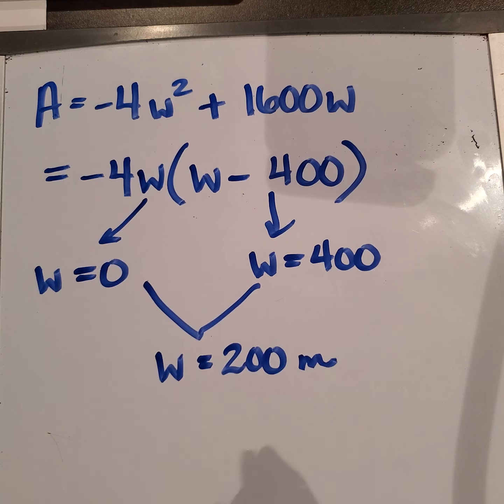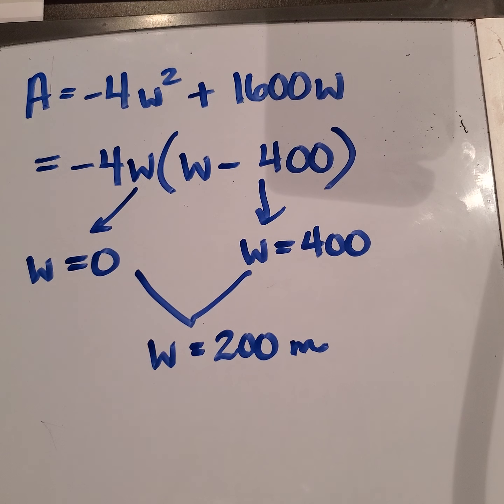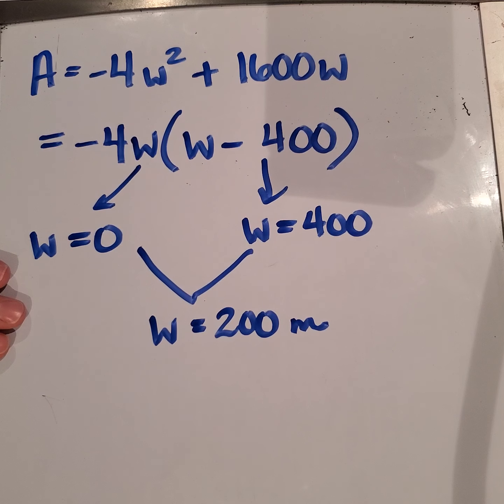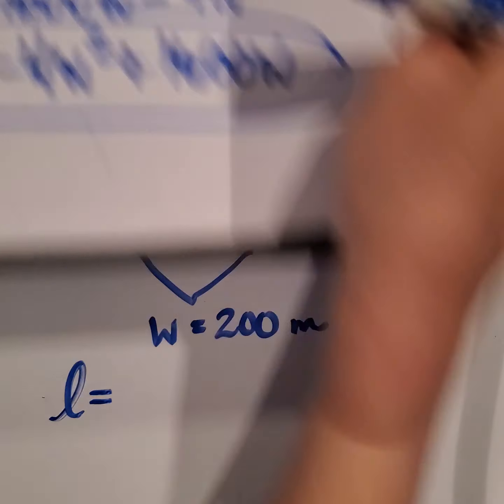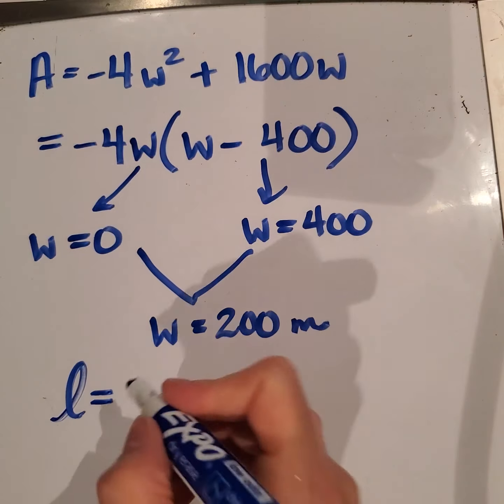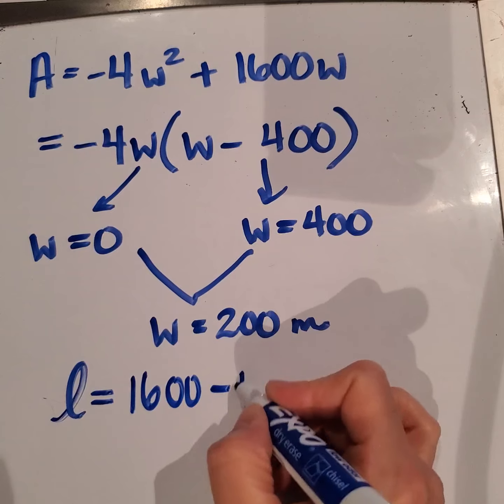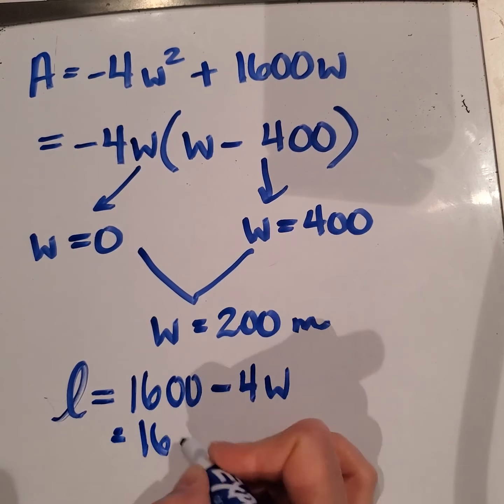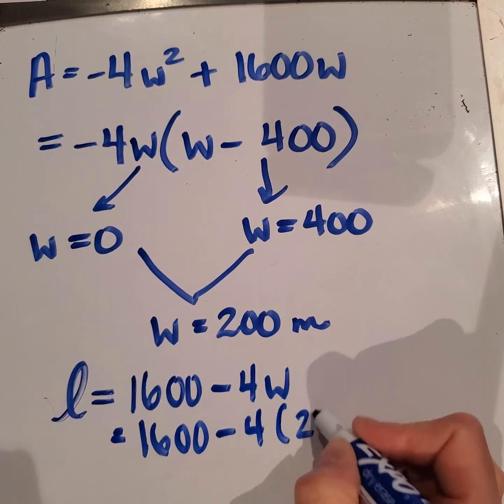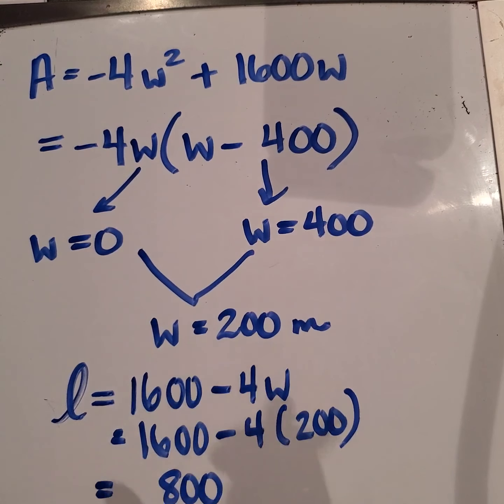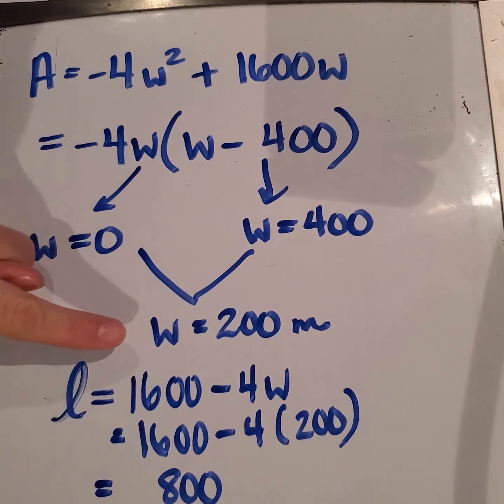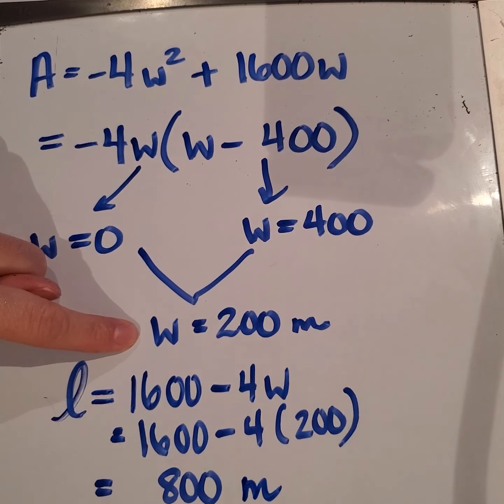Sometimes the question will ask for the dimensions. If the width is 200, we can go back to the formula we had earlier when we isolated L, and we can solve for the length. The length ends up being 800. You could use various different combinations, but the combination that's going to maximize the area is when we let the width be 200 and the length be 800.